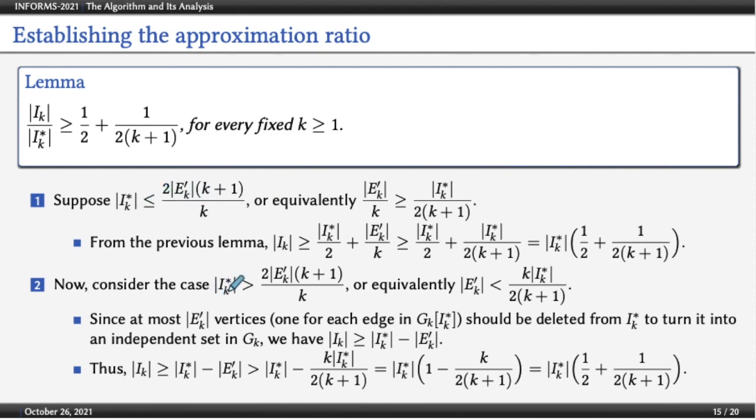And then in the second case, when I_k star size is greater than this ratio, we just use the fact that we obtain the maximum independent set of the residual graph by removing at most E_k prime vertices. So essentially we just need to remove at most one vertex from every edge that was not removed by the matching among the edges having both endpoints in the optimal solution, right? So, by using this inequality here and the assumption that I_k star is lower bounded by this ratio, we immediately obtain the result that we need.